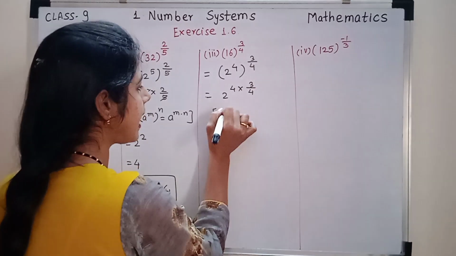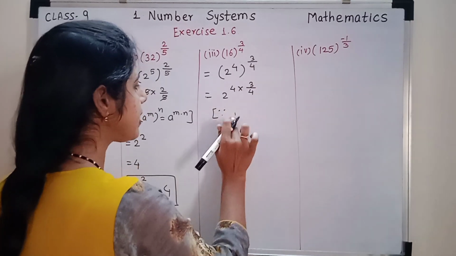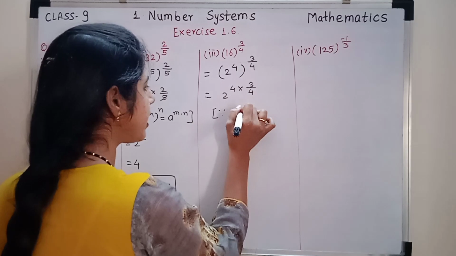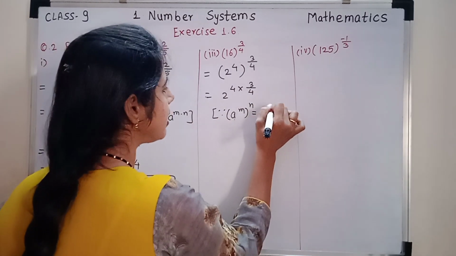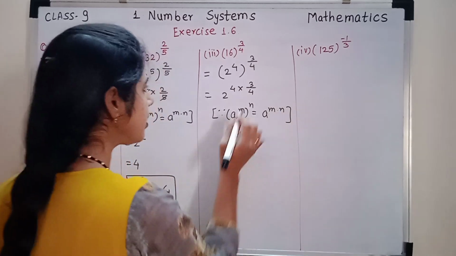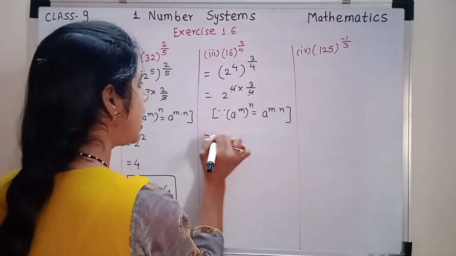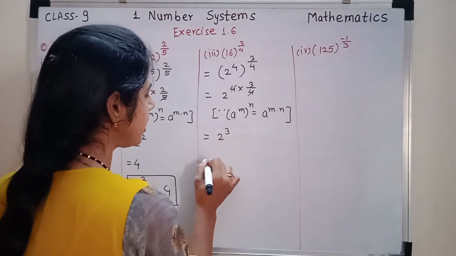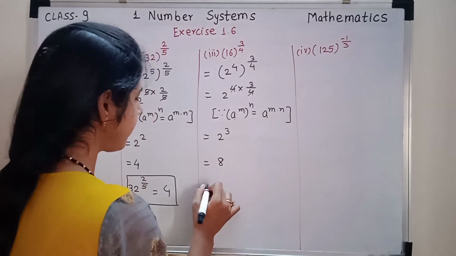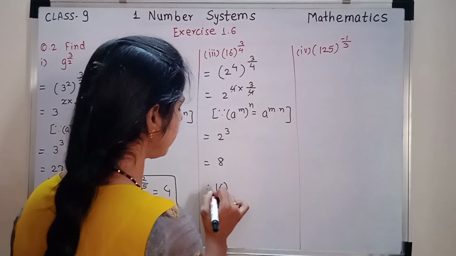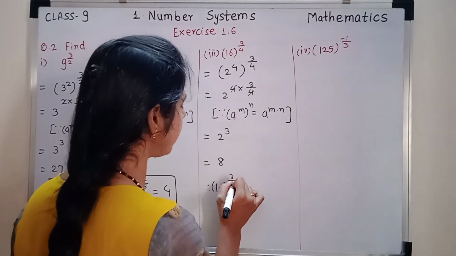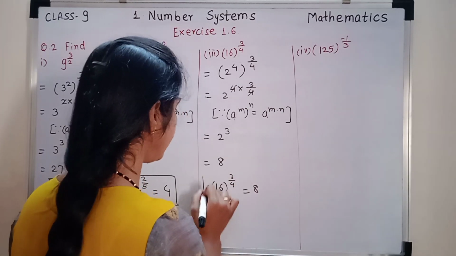Whenever you are using any identity, any law, you always write it in the reference. That is a raised to m raised to n equals a raised to m into n. So 4 will get cancelled and it will be 2 cube. What is the value of 2 cube? That is 8. Whenever you get the answer, always highlight your answer. So 16 raised to 3 by 4, the answer is 8.